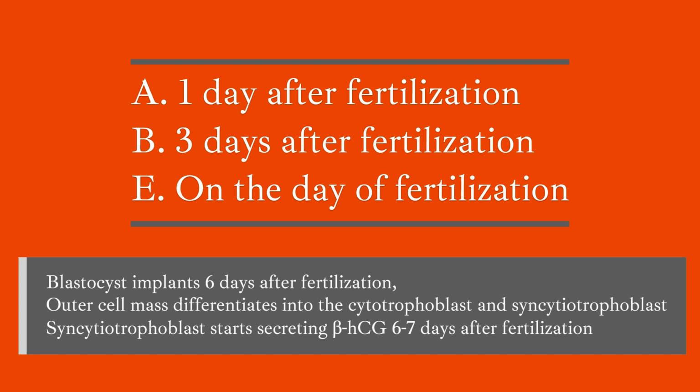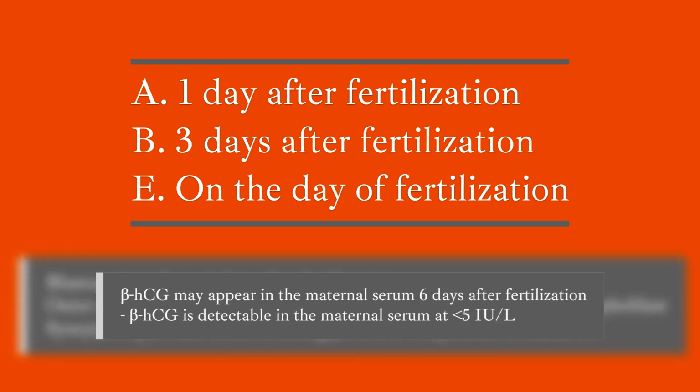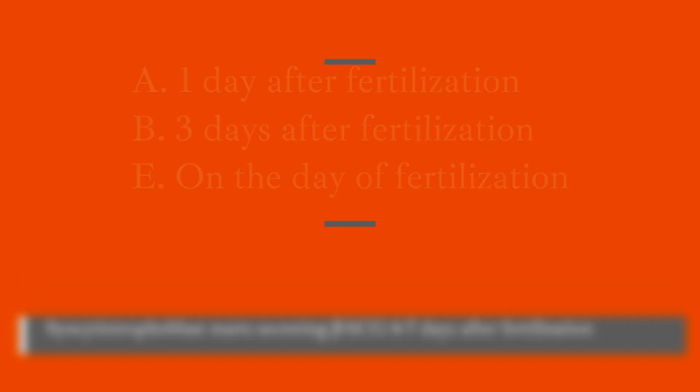Accordingly, beta-HCG may appear in the maternal serum 6 days after fertilization at the earliest and may require additional time to rise to a detectable level in serum, typically 8 days. Beta-HCG is detectable in the maternal serum at less than 5 international unit per liter, making serum beta-HCG testing the most sensitive method of detecting pregnancy.